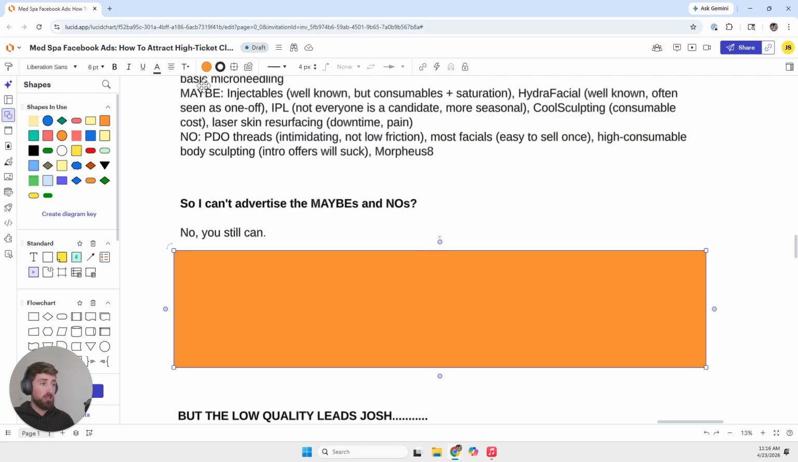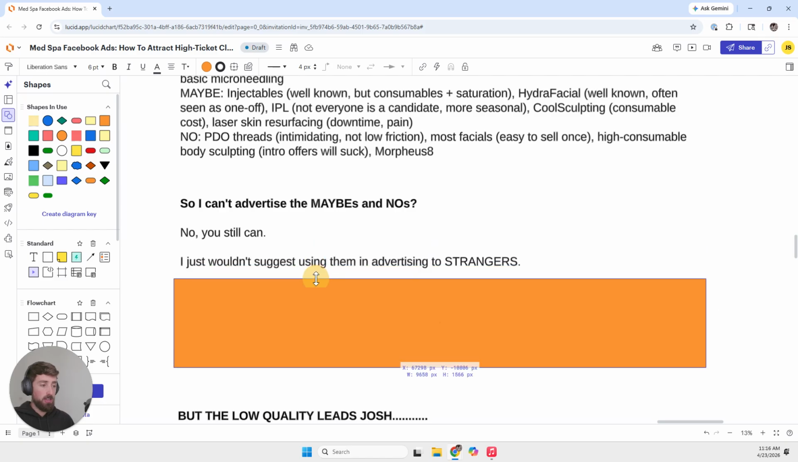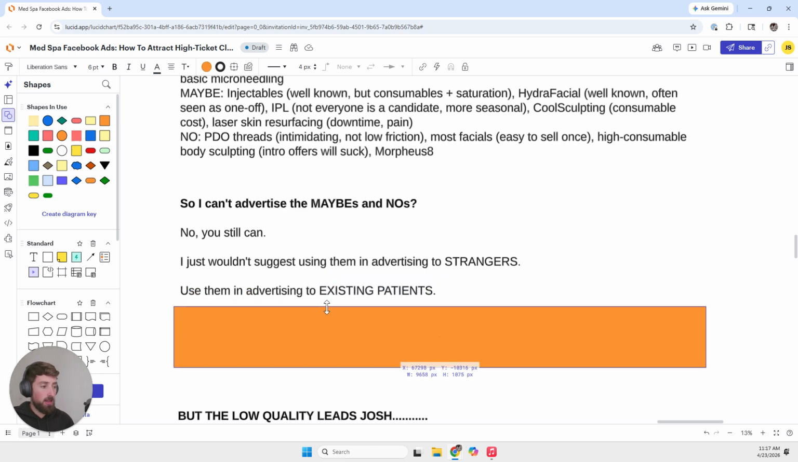You can absolutely still advertise these other treatments that I'm mentioning here. I personally just wouldn't suggest using them in advertising to strangers. I've tried to run campaigns for all the things here, with the exception of injectables, which we do have a lot of success with. Most of these I've had a difficult time getting traction with. The simple reason is because when we're advertising to strangers, they just don't meet the characteristics that I mentioned above. And on top of that, we tend to like to use these types of treatments when we're advertising to existing patients.